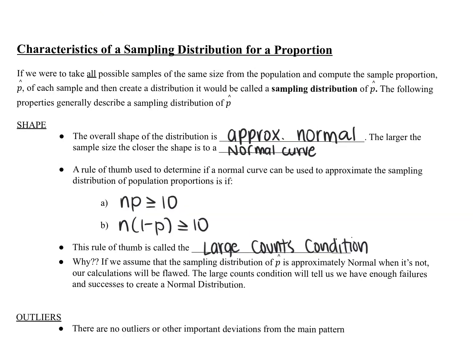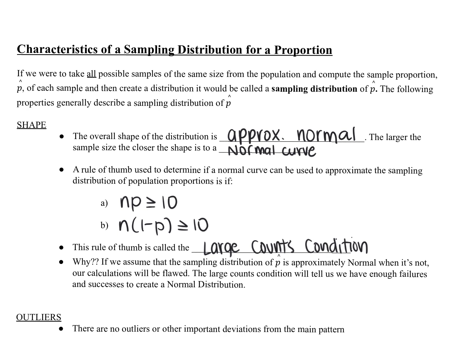So let's put this all together and talk about the criteria for a sampling distribution. If we were to take all possible samples of the same size from a population, compute the sample proportion of each sample, and then create a distribution, it would be a sampling distribution of p hat, like what we did at the end of chapter 4. We need to look at 3 criteria, or 3 properties, that describe our sampling distribution of p hat. The first one is the shape. The overall shape of our distribution has to be approximately normal. The larger the sample size, the closer the shape is to a normal curve.